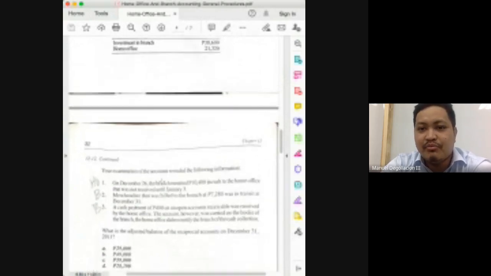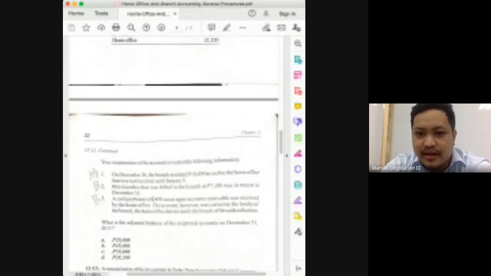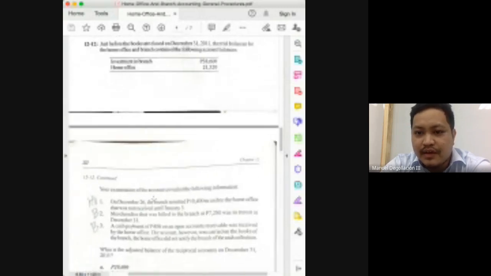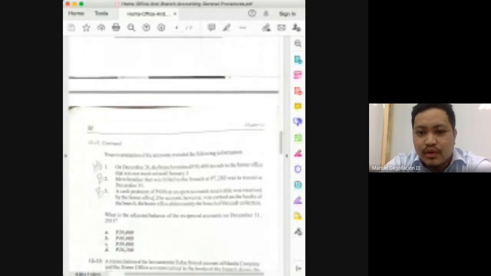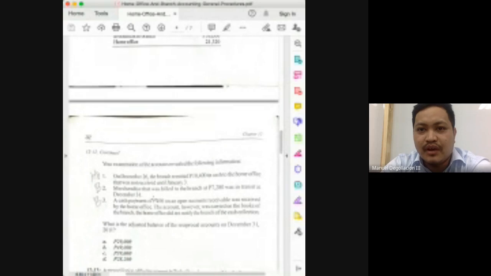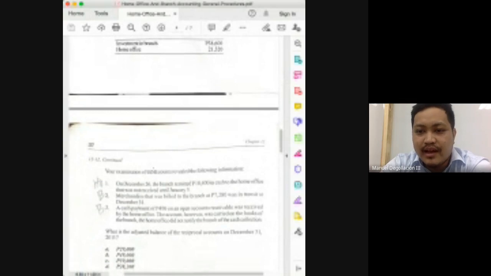Let's begin with the investment in branch, 38,600. What adjustments have we identified for the investment in branch account, class? Only the 10,400. Okay, so 38,600 minus 10,400 would give you 28,200. Let's see if we can also arrive at the same amount for the home office account. We start with 21,320, and then what do we do with the 7,280? Plus or minus? Add. And then what do we do with the 400? Add or deduct? Deduct. So 21,320 plus 7,280 minus 400 will give you how much?